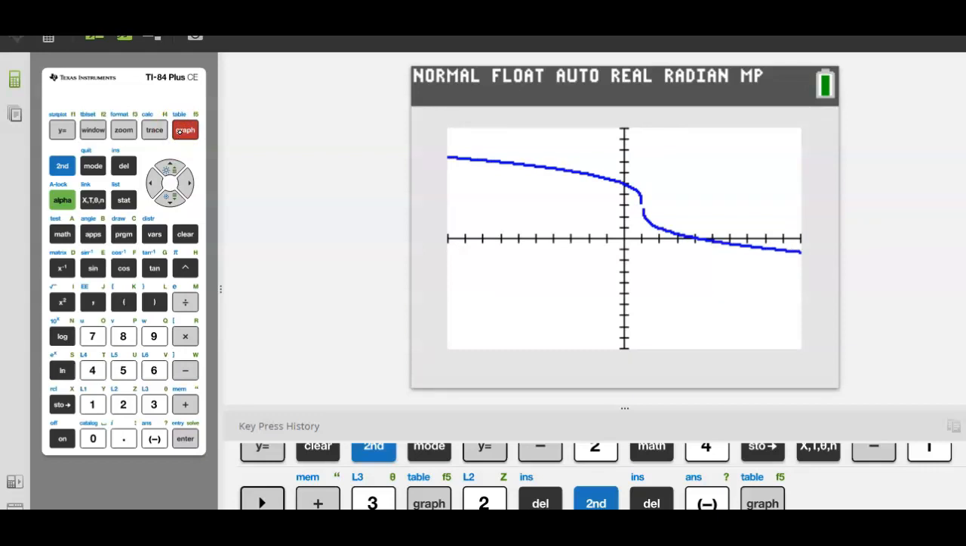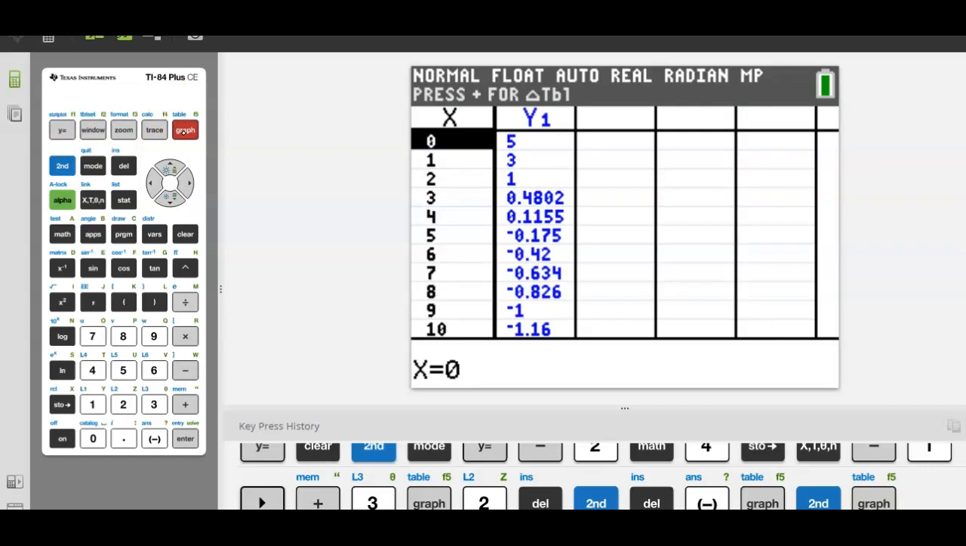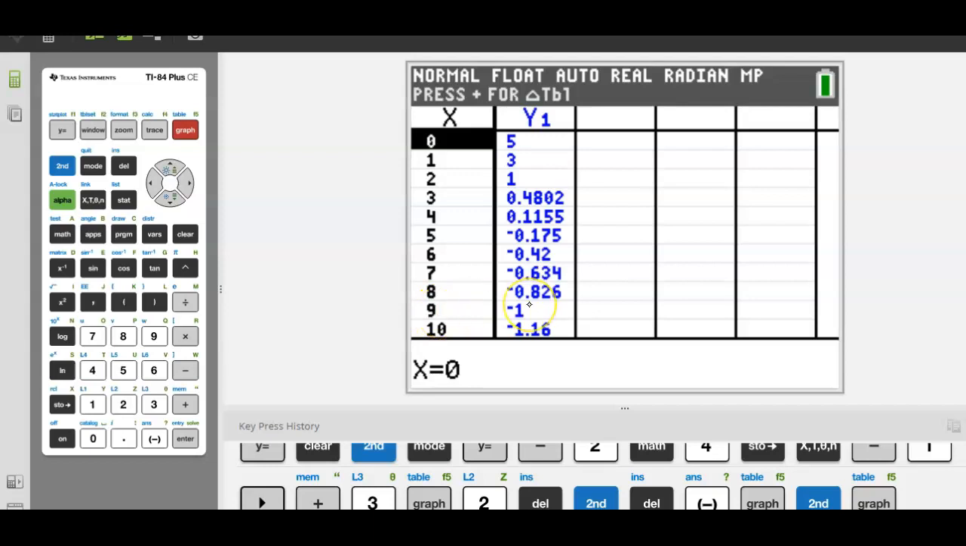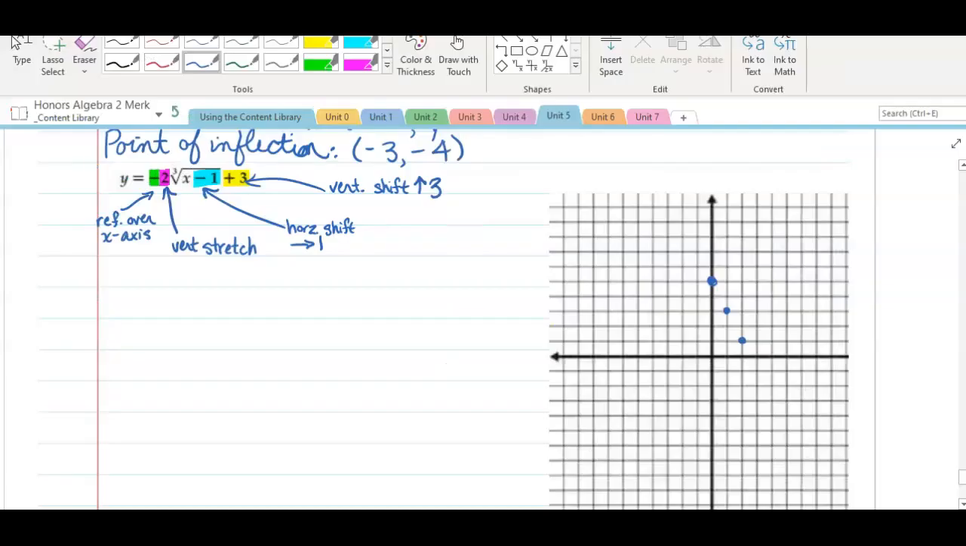Now, just like Desmos, we can see a table of values so that we can pick some nice points with integer coordinates to put on our graph in OneNote. To get there, I want the table, so I'm going to press second, graph, and I have some nice points to start off. 0, 5, 1, 3, 2, 1. What other nice points do we have here? Here's 9, negative 1. That has integer coordinates.